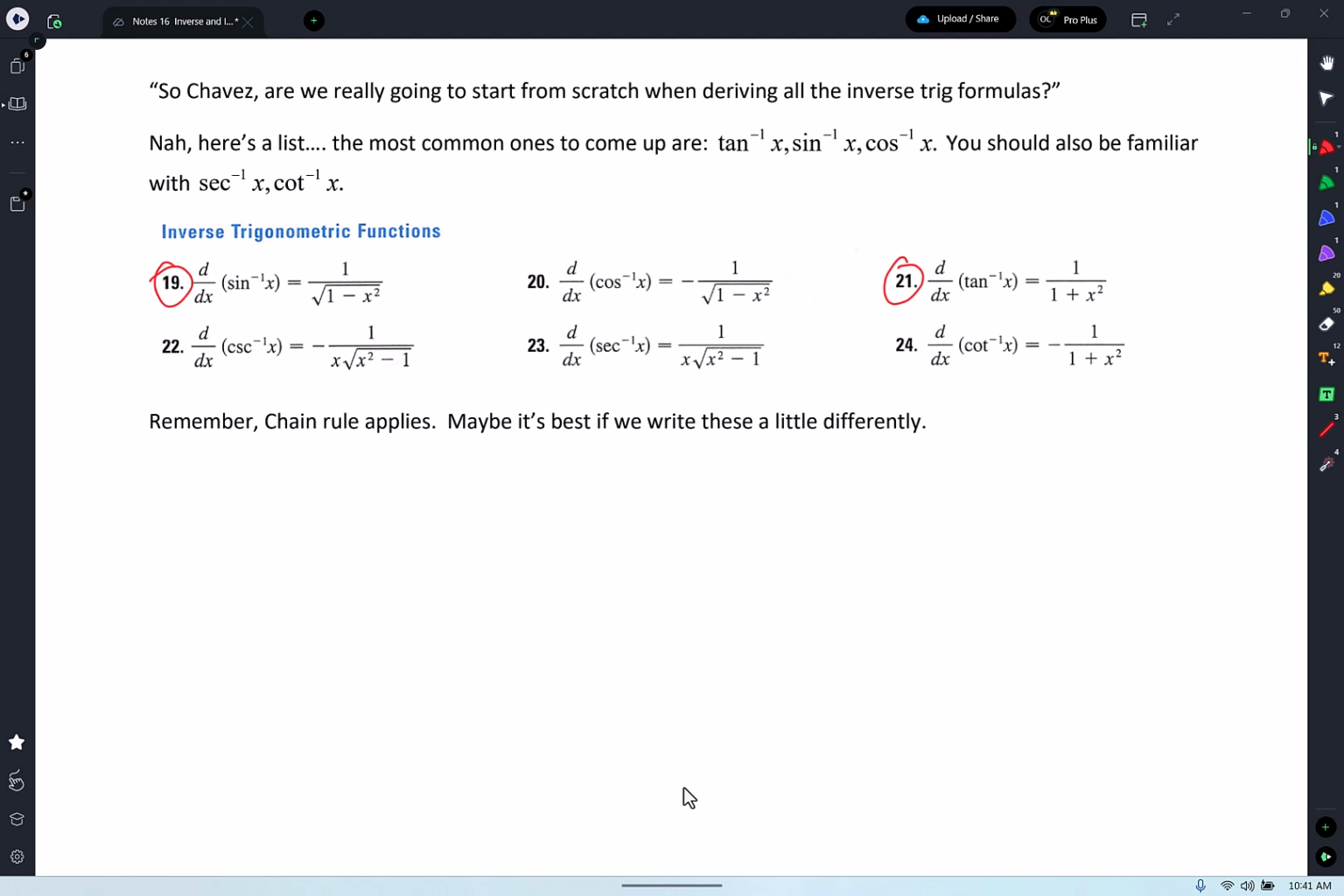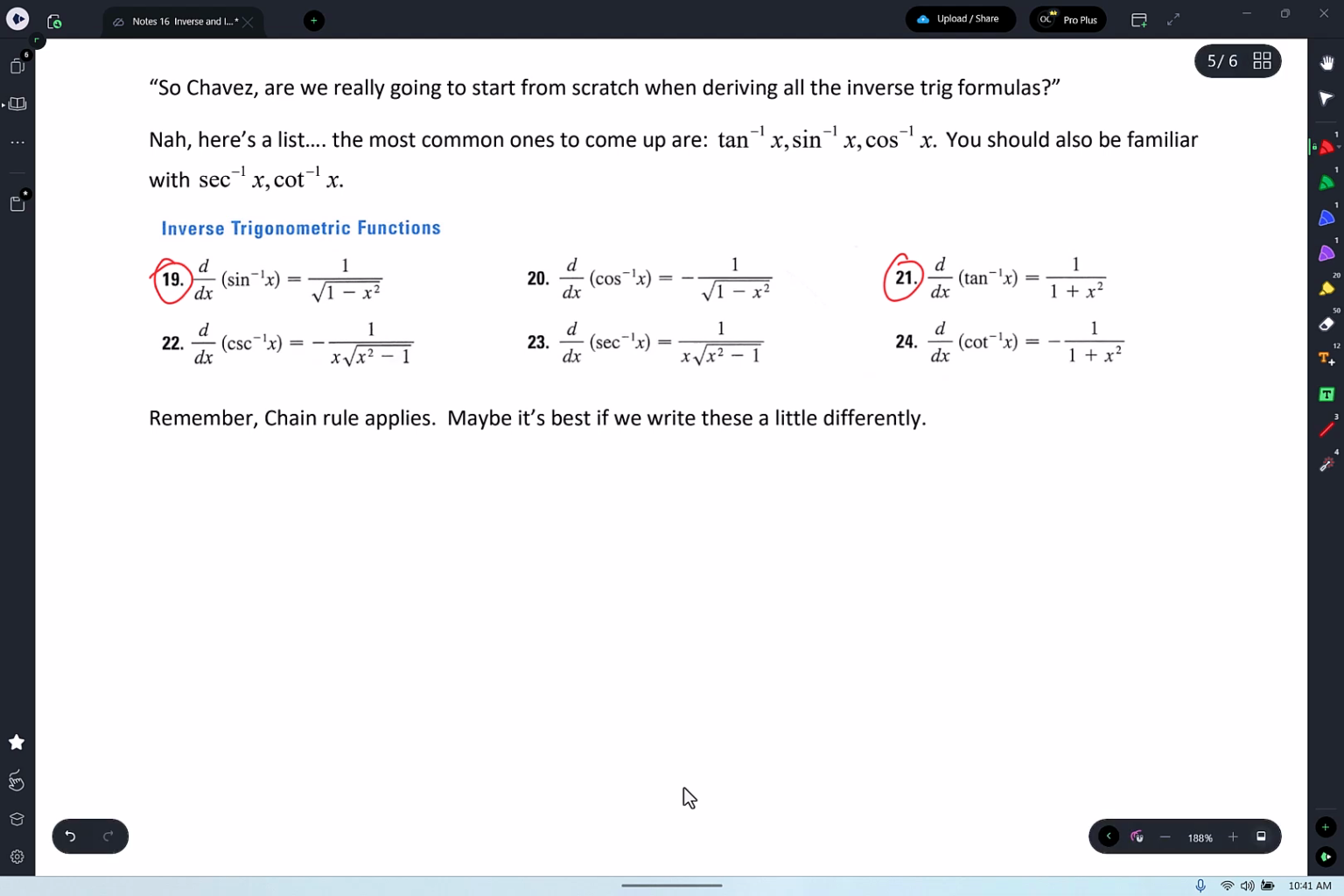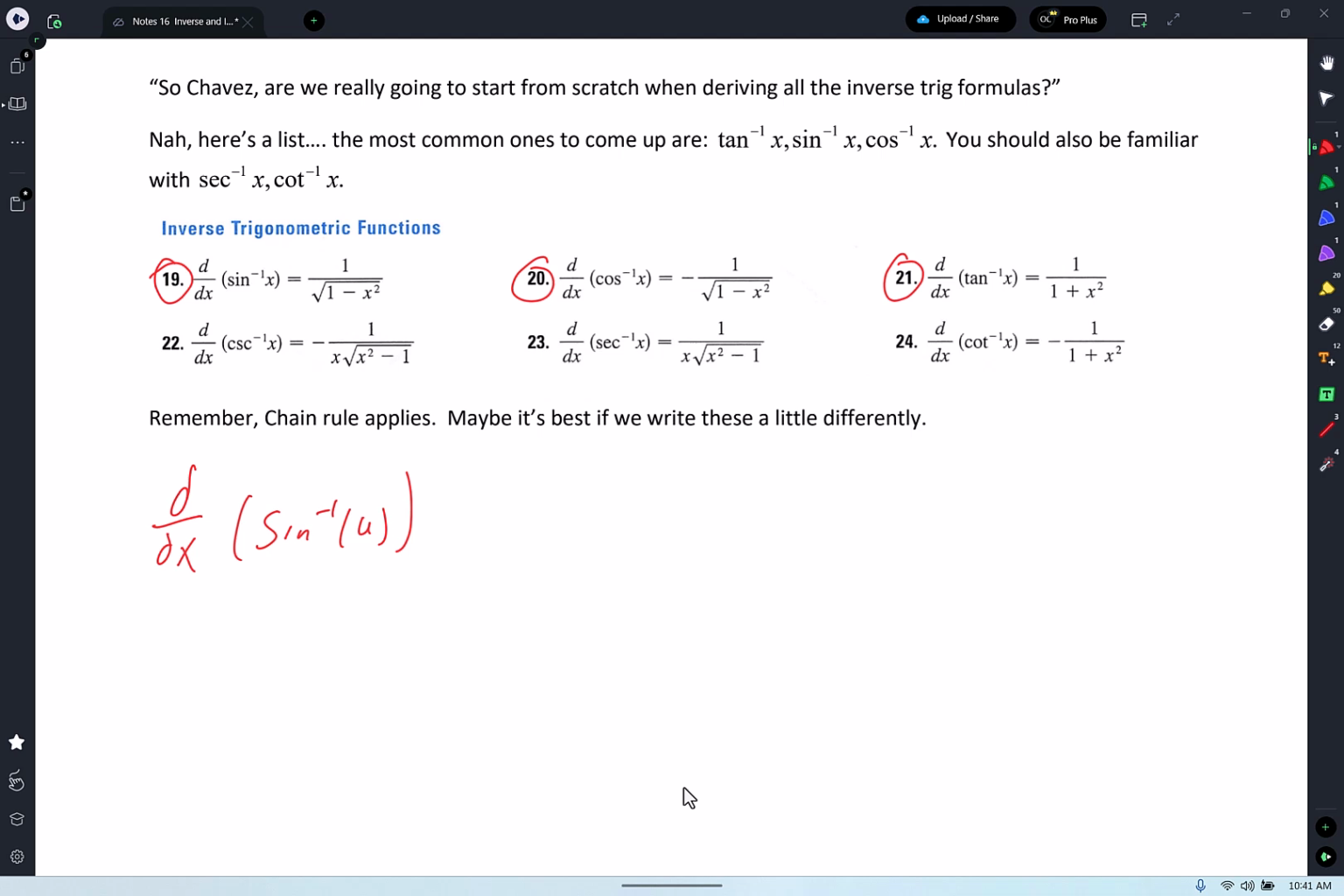All right, guys. You can derive them all from proofs, but let's go ahead and write the chain rule for at least these 3. All right, here we go. Number 19, I'm going to go d dx arc sine, and I know I already did it, but I'll do it again because, why not? So the derivative of arc sine of u is 1 over square root of 1 minus u squared times du dx. I'm just doing chain rule for all of them.